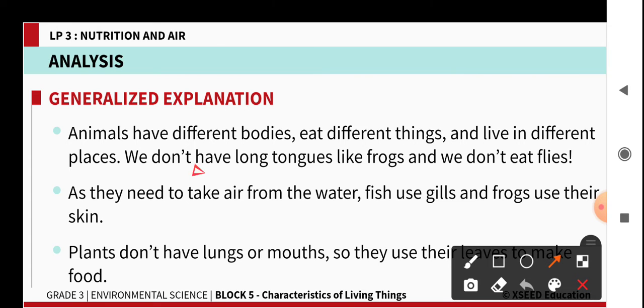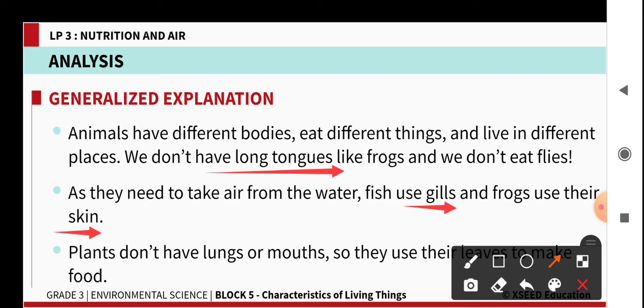So we don't have a very long tongue like the frog, and we don't eat flies like the frog. Flies always run away and fly so fast. That's why to catch them the frog has a very long tongue. Fish need to take air from the water. Fish use gills and frogs use skin. They both are living in the water, but fishes have gills, whereas the frog has skin.